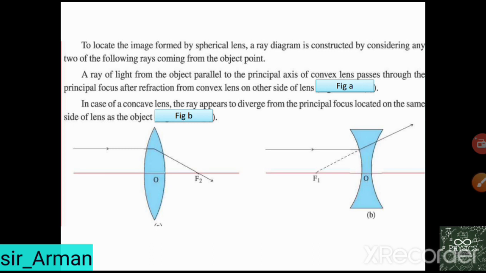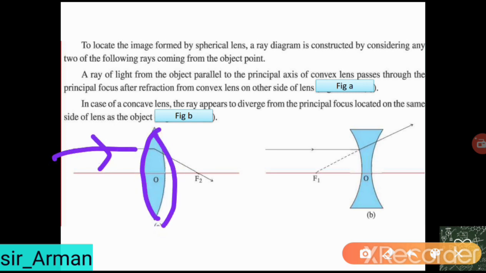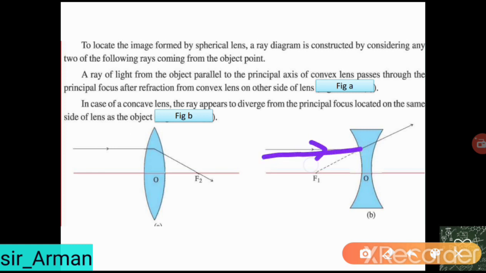Rule number 1 is when a ray of light from the object parallel to the principal axis of a convex lens passes through the principal focus after refraction on the other side of the lens. Simple, in my words, if you direct a ray parallel to the principal axis in case of a convex lens, then after refraction it will pass through the principal focus. Very simple. Now in case of a concave lens, if you direct a ray parallel to the principal axis, then after refraction the ray will diverge from the focus because it is a diverging lens.